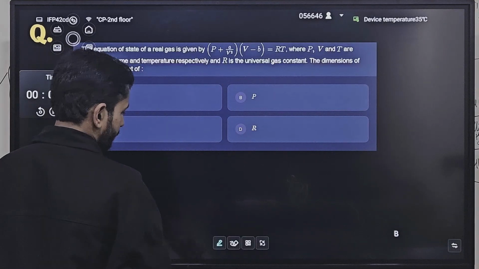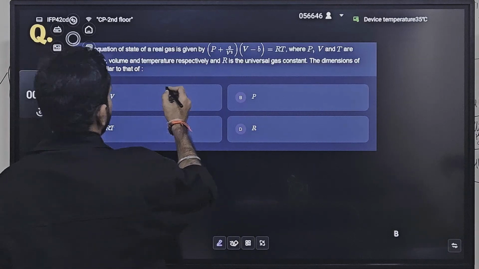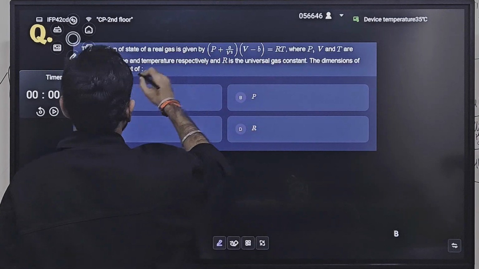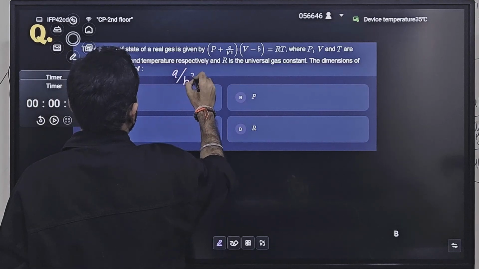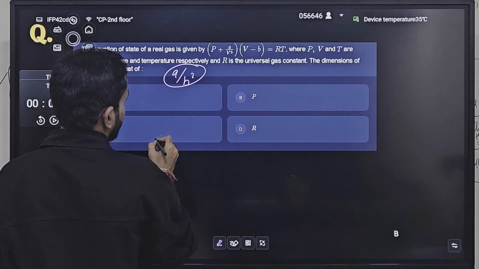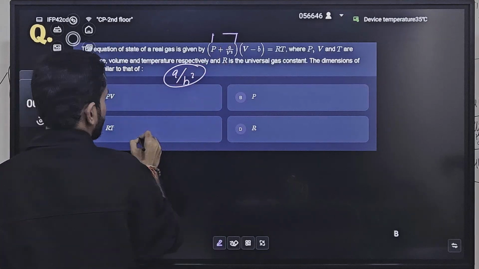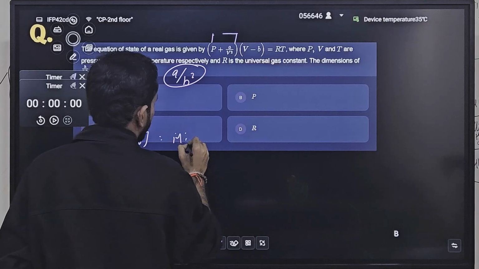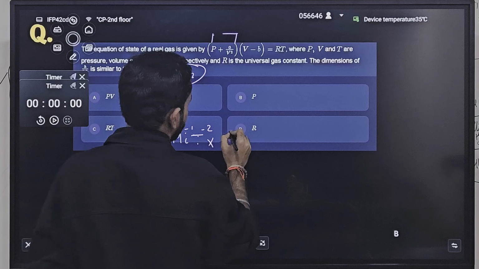Did you get the answer? Yes. The equation of state of real gas is given as P plus A by V square into V minus B is equal to nRT. Here the question was asking about A by V square. A by V square has the dimension of pressure, so the dimension of A will be pressure into volume square. Pressure is M L minus 1 T minus 2, multiplied by volume square, that is L power 6.